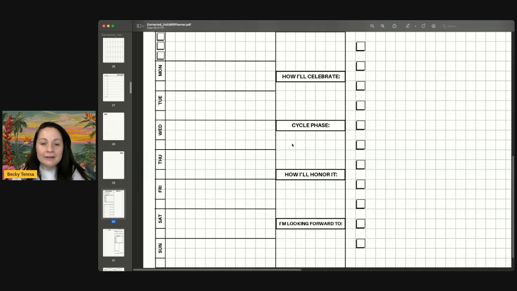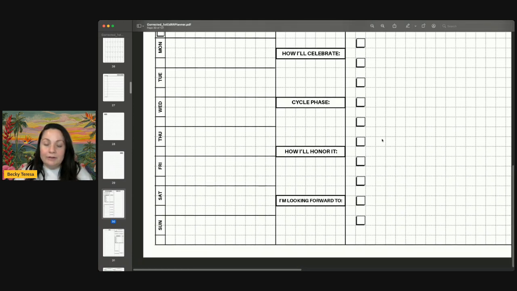Okay, and then here's where we're going to put our cycle phase so that we know exactly where we're going to be. So if you're follicular, luteal, menstrual, ovulating, whatever it is, you're going to put that here. And then right below it, you're going to put how you're going to honor that cycle phase. So if you are menstruating, how are you going to honor that? Are you going to relax more? Are you going to say no to more things? If you're follicular, are you going to go hard that week? Are you going to do weightlifting every single day that week? How are you going to honor it so that you're making the most out of that phase of your cycle? And then down here is just something to look forward to.